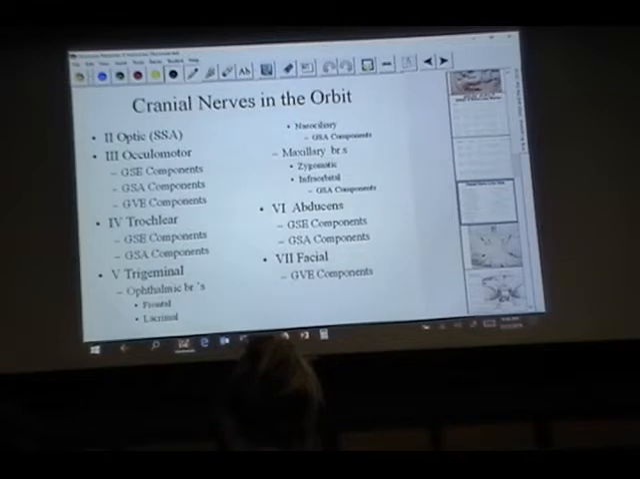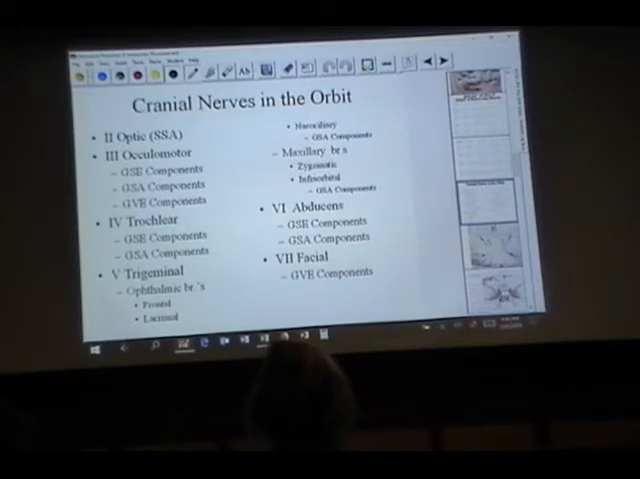Oculomotor nerve, GSE, because the muscles it innervates come from somites. That's general somatic efferent. All muscles that come from somites are general somatic efferent. However, it also has GSA components because it has nerve components associated with proprioceptive activity. In other words, the nervous system wants to know what the muscles are doing, the tonus of the muscle, and what the muscle is doing from the standpoint of movement. It goes back to a trigeminal nucleus called the mesencephalic nucleus.